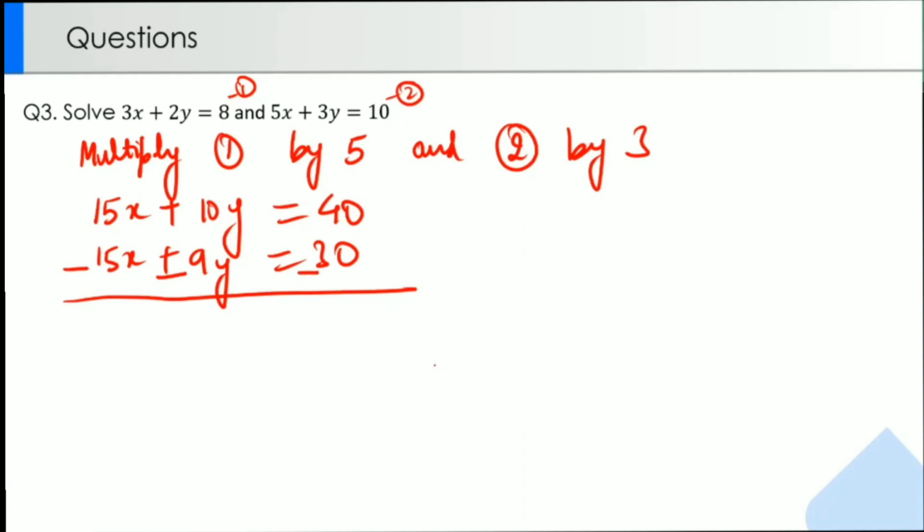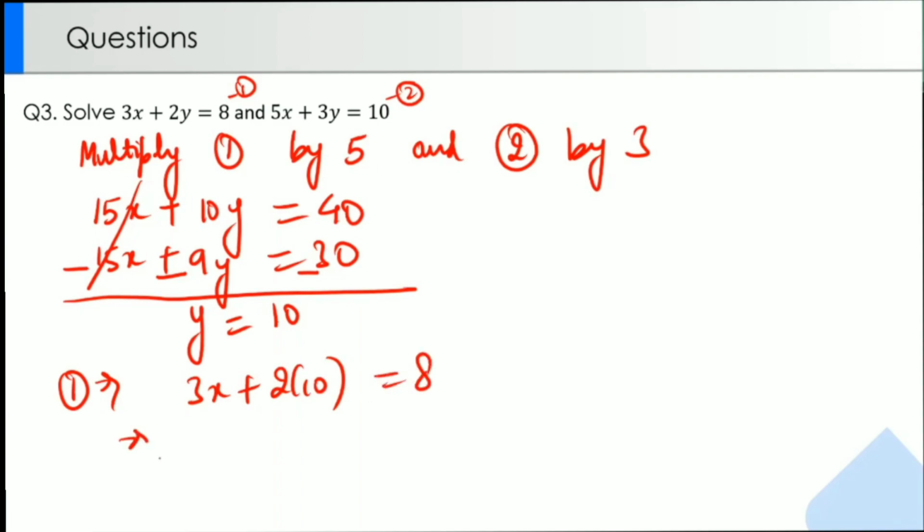And whenever we perform subtraction, the signs of the second equation get changed. So now signs have changed. So this gets cancelled. 10 minus 9y is y and 40 minus 30 is 10. I got one value, y equals 10. Now again, if you want to substitute it, so first equation implies 3x plus 2 into 10 equals 8. That will give you 3x plus 20 equals 8. That will give you 3x is 8 minus 20, that is minus 12. And that gives you x equals minus 4.